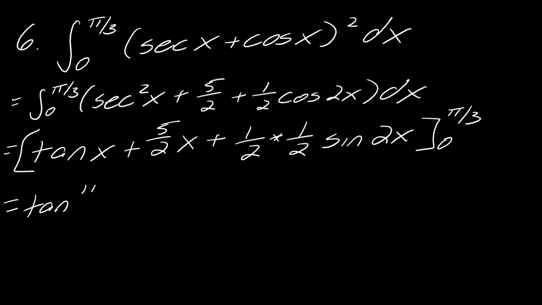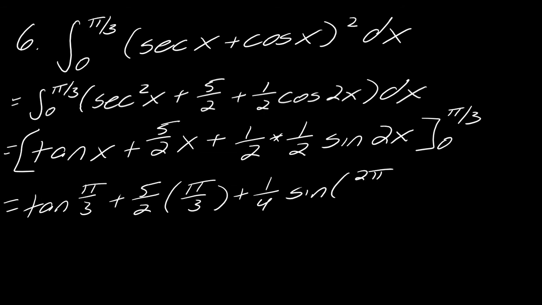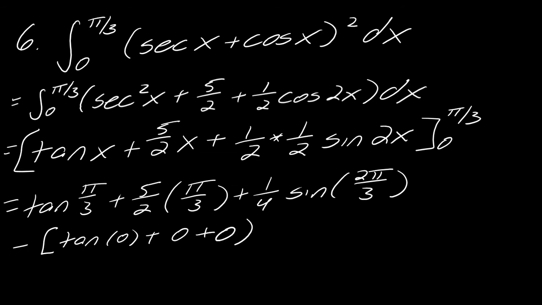So this will be tangent of pi over 3 plus 5 over 2 pi over 3 plus 1/4 sine of 2 pi over 3 minus, let's see, now I'm going to plug in 0, so tangent of 0 plus 0, and then we know that sine of 0 is just 0, so I'll just write 0, so we've really just got zeros there. So this is really the only part of this that we need to finish.